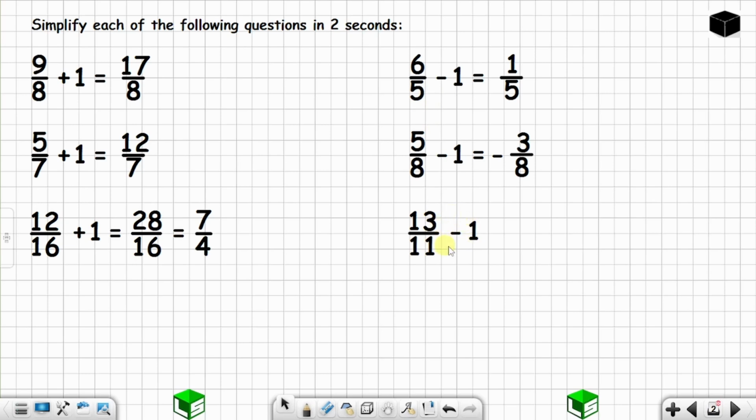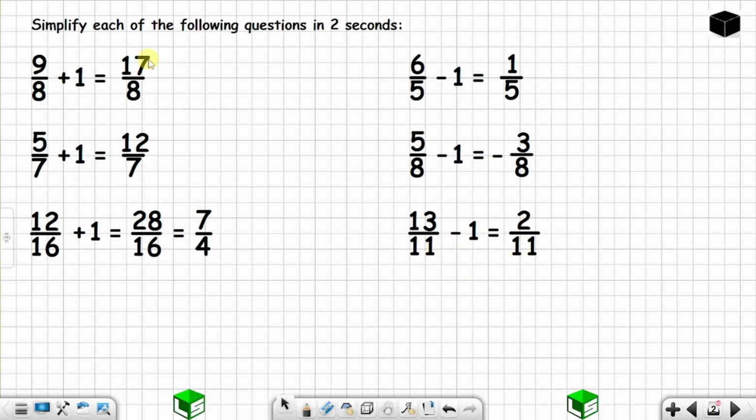Now, this question, you have subtraction, always from the top minus what you have at the bottom. 13 minus 11 is 2 over 11.